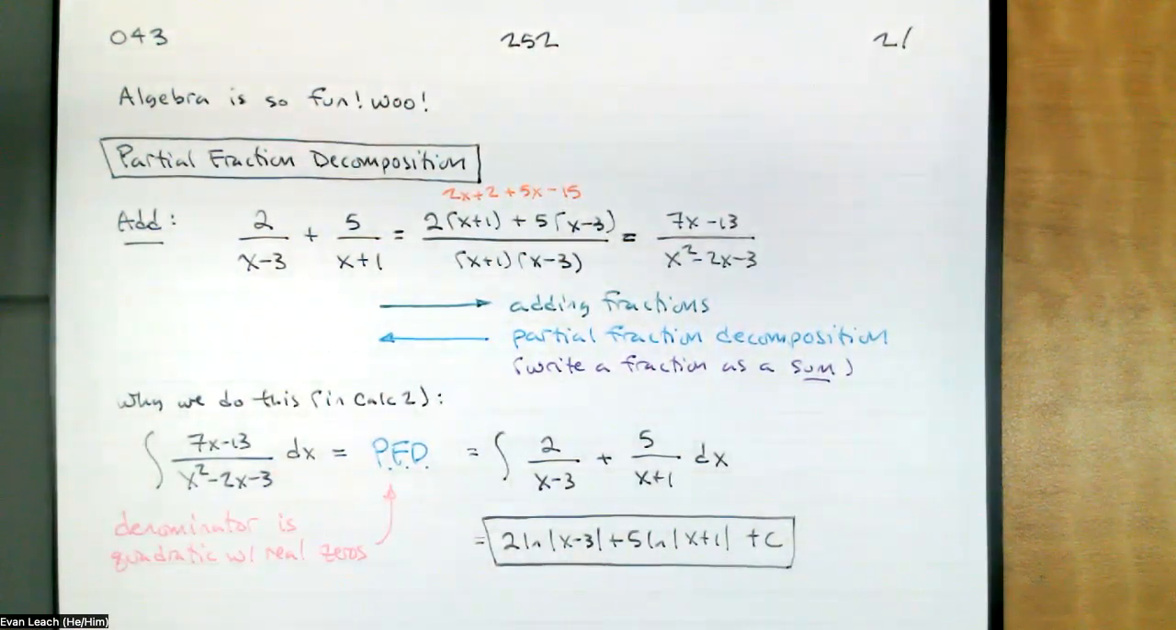So we notice that the denominator is quadratic with real zeros. That makes us do partial fraction decomposition. We haven't learned that yet, but then we rewrite it as a sum, and the sum is made up of smaller integrals that we can just do by observation.